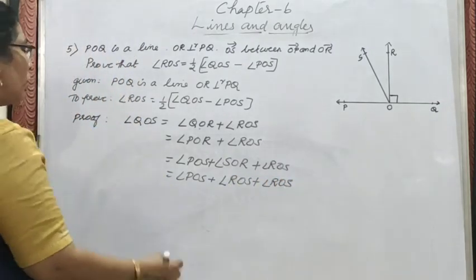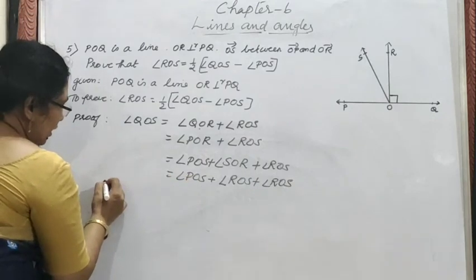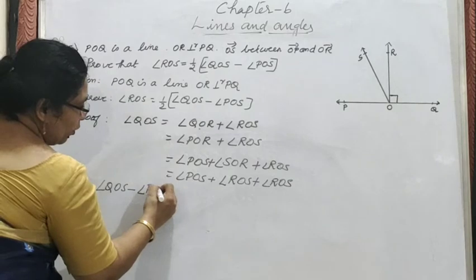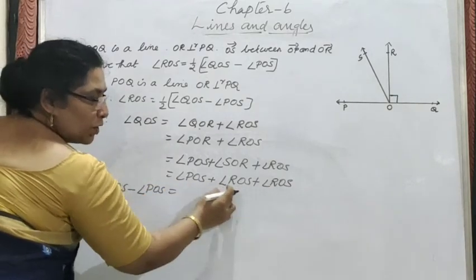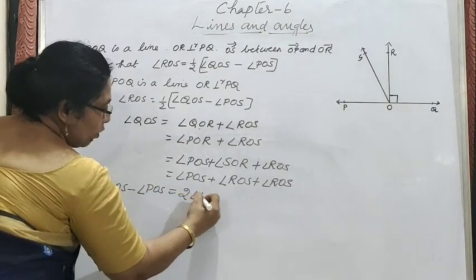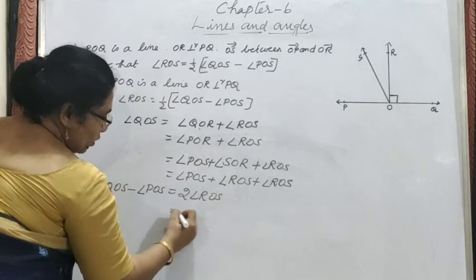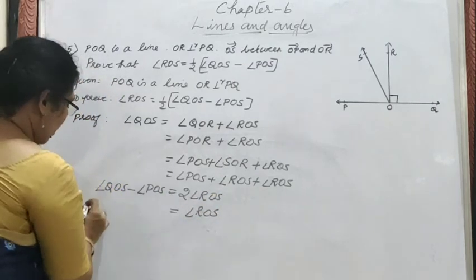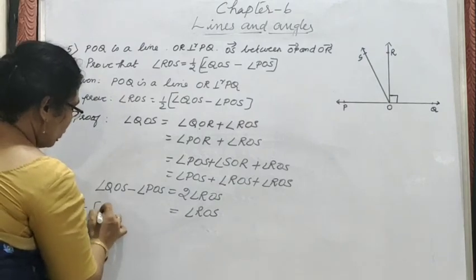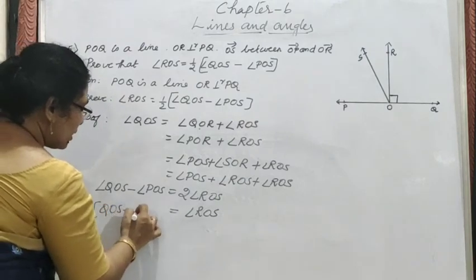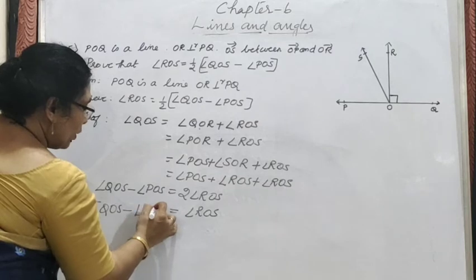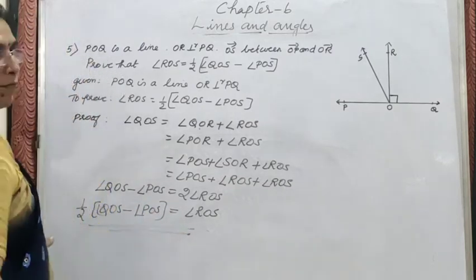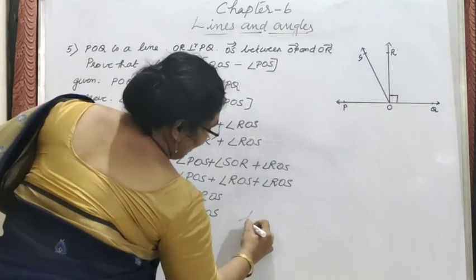Got it? Now POS I'm bringing to this side. So angle QOS minus angle POS equal to how many ROS are there? 2 times ROS. I want to prove ROS only, so I'll keep this one here and the 2 will go to this side. Half into QOS minus angle POS. So just from the figure we have written this. So hence proved is the answer.